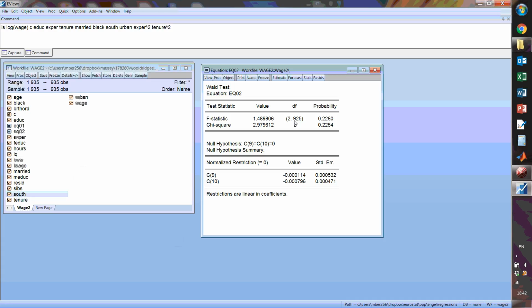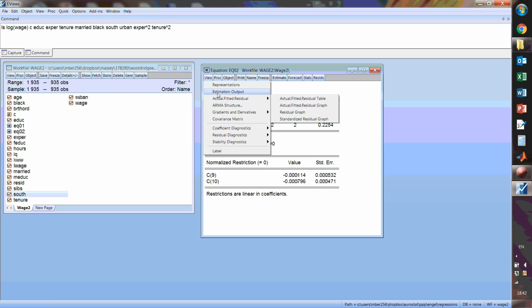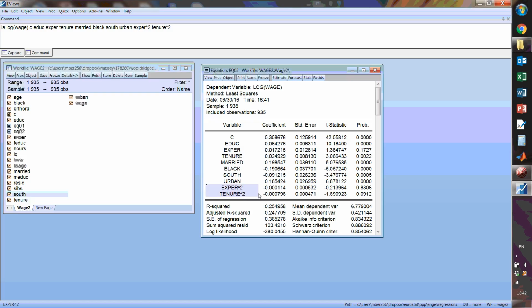So 2 degrees of freedom and 952 degrees of freedom in an F-test. The value of the F statistic is 1.4898, so around 1.49, and it's insignificant. The p-value is 0.226, so even at 20%, this is not a significant rejection of the null hypothesis that they are both equal to 0, which is not terribly surprising. Both of them were initially very low in value, and neither was significant at 5%. So that's the second part.